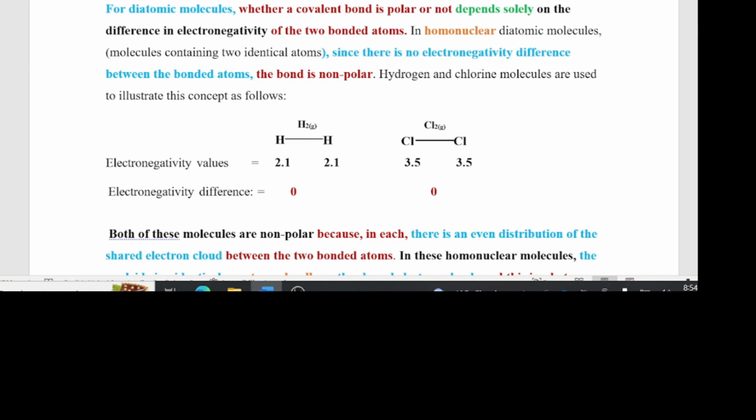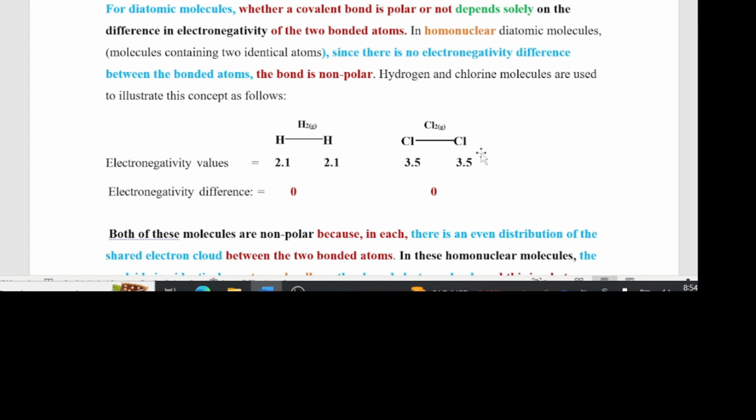a kind of force, and that one exactly is the same electronegative force. The electron cloud in between here will not shift either in that direction or this direction. The difference is 0. Same thing will happen here, 3.5 and 3.5. All homonuclear diatomic molecules, N2, Cl2, H2, O2, Br2, in all of these, the bond will be non-polar because there's no difference in electronegativity between these atoms here.